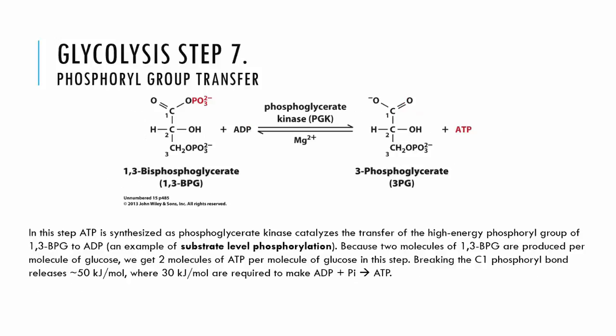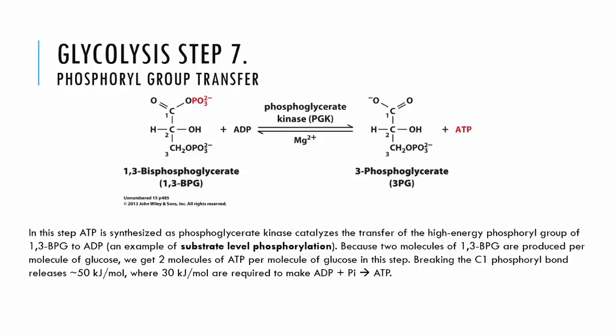In step 7, we transfer a phosphoryl group from BPG to ADP to make 3-phosphoglycerate and ATP. This reaction is governed by the kinase phosphoglycerate kinase, and since it is a kinase, it requires magnesium. This reaction is an example of substrate-level phosphorylation in which ATP is produced through phosphate transfer utilizing a kinase instead of through oxidation-reduction reactions that occur in the electron transport chain, which we will study later on in this term.